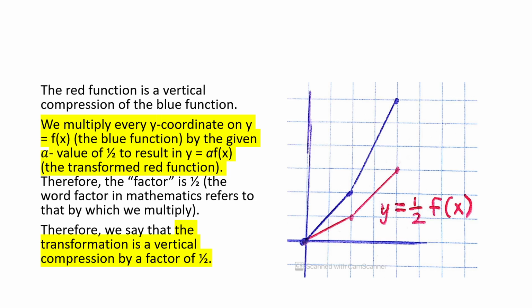So we multiplied every y-coordinate on the blue parent function by the given a value of 1/2 to result in y equals a f of x. So what we say is that the transformation is a vertical compression by a factor of 1/2. Again, the word factor means that by which we multiplied. Vertical meaning y-coordinate, so we multiplied every y-coordinate by 1/2.